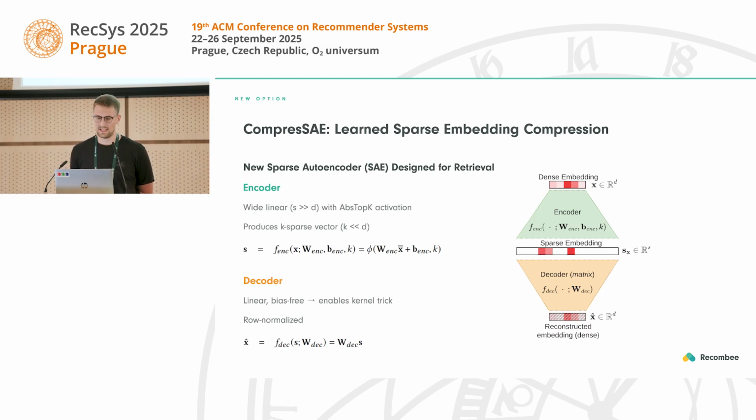So CompressSAE is formed by an encoder, which is a linear layer with a special activation function that takes only the top k largest entries in the activation vector and zeroes out the rest. Then the decoder is formed by a single linear layer without bias, which enables a kernel trick during retrieval.